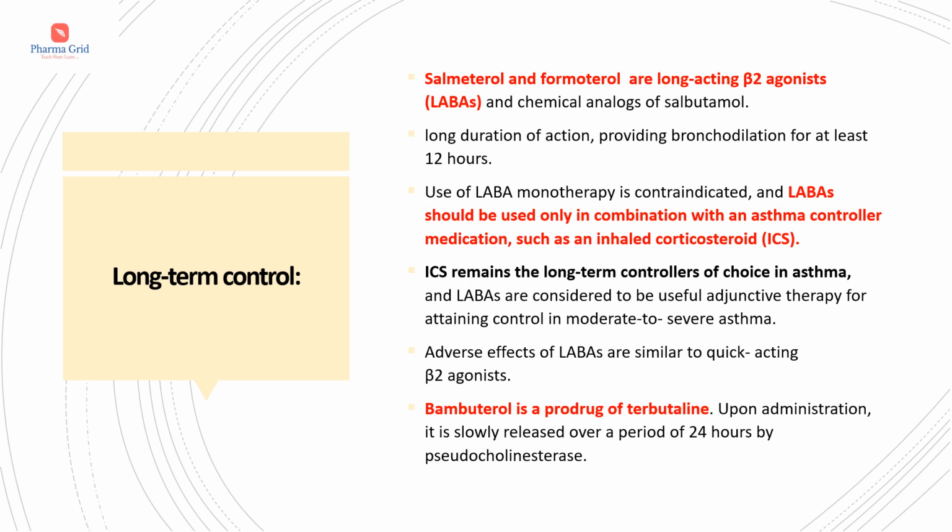Salmeterol and formoterol are long-acting beta-2 agonists and chemical analogues of salbutamol. They have got long duration of action, providing bronchodilation for at least 12 hours. Use of long-acting beta-2 agonist monotherapy is contraindicated, and long-acting beta-2 agonist should be used only in combination with an asthma controller medication such as an inhaled corticosteroid. Inhaled corticosteroids remain the long-term controllers of choice in asthma, and long-acting beta-2 agonists are considered to be useful adjunctive therapy for attaining control in moderate to severe asthma.